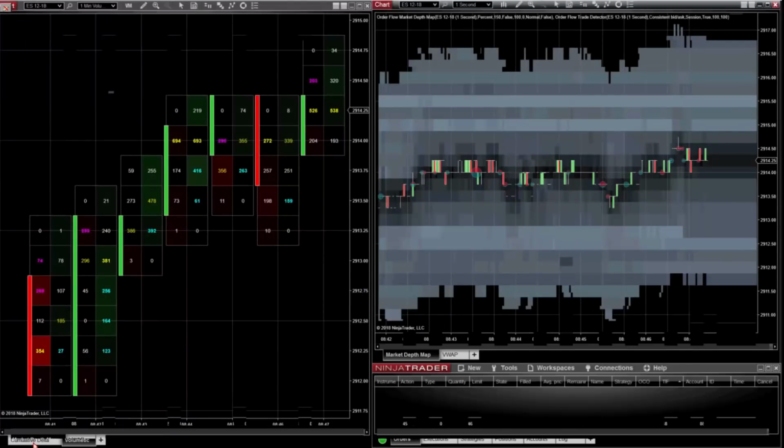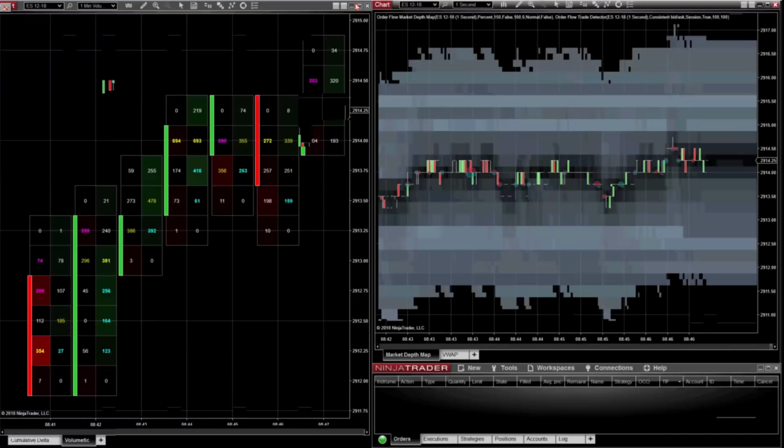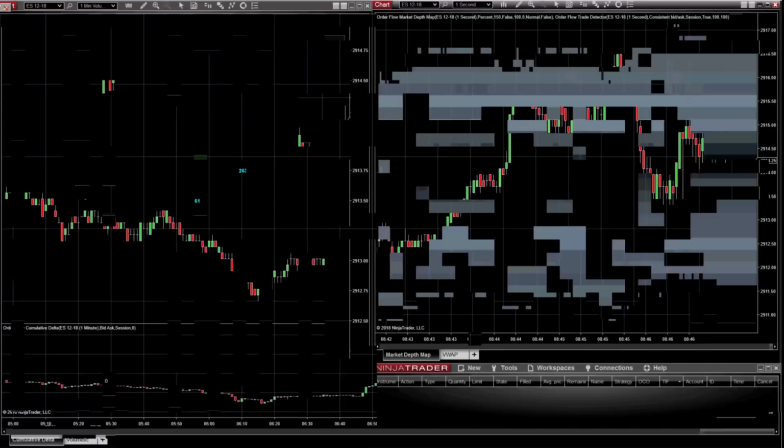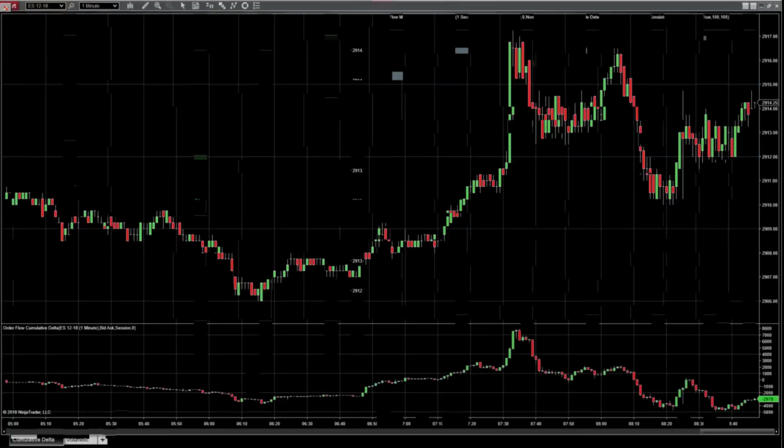And with that, we'll go ahead and move into the Cumulative Delta section of this presentation. So I'll expand that chart into view. Cumulative Delta is an indicator that accumulates the volume of orders filled at the bid and ask prices, or the up and down ticks, to determine buy-sell pressure.